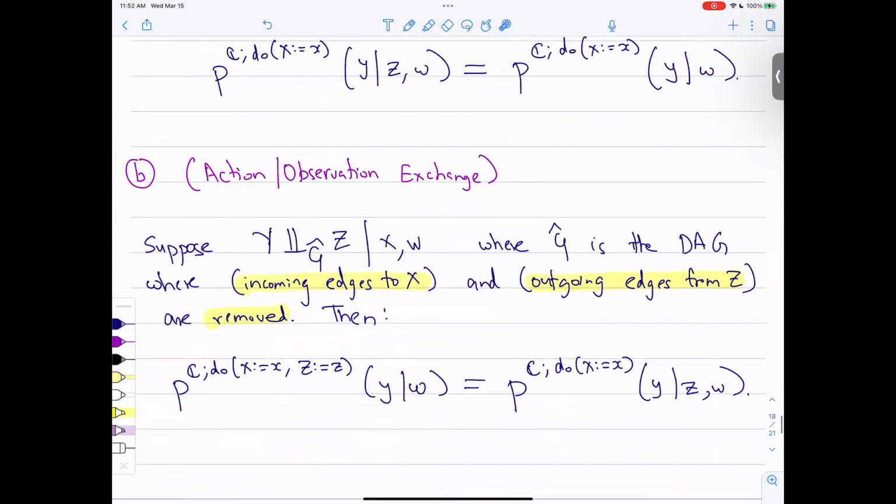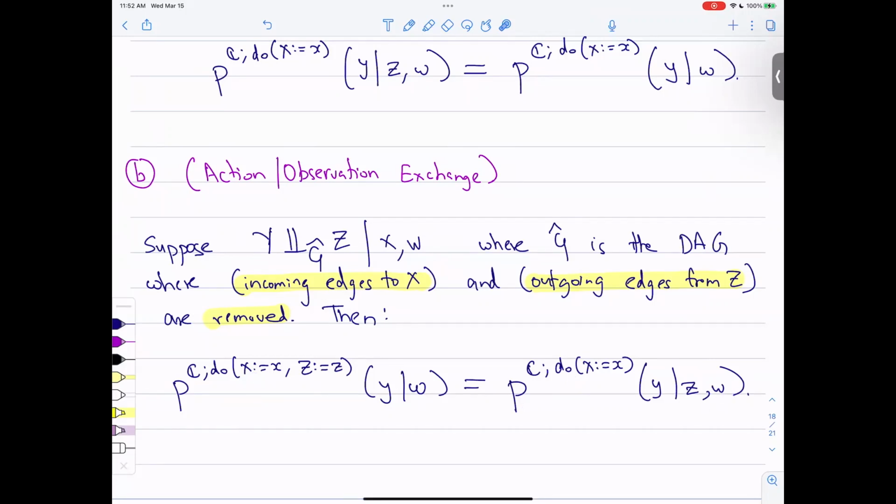The second rule is called action observation exchange. Now look at yet another graph where incoming edges to X and outgoing edges from Z are removed. Whenever you do such a thing, you have some other distribution. So I've moved to a third world, where we have done some other surgery on that graph. In this world, the following is true. Suppose Y and Z are d-separated in this world. Then in the world where you do on X and Z, look at the conditional probability of Y given Z. That is the same as the conditional probability in the world where you only do on X, but you condition on Z.